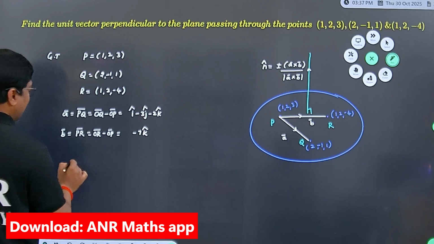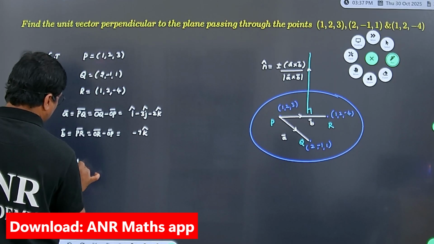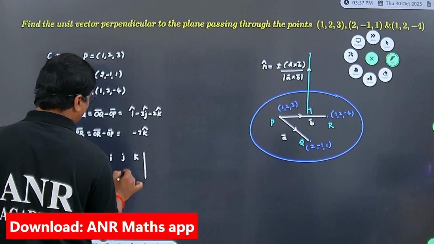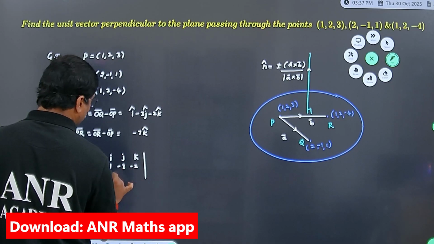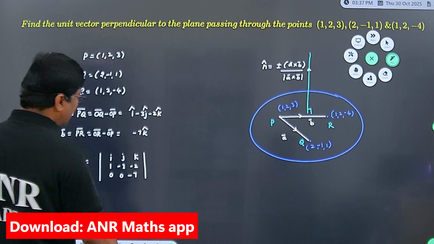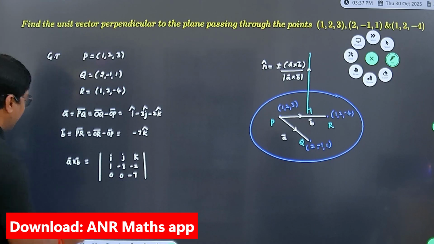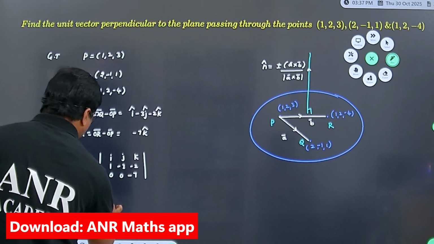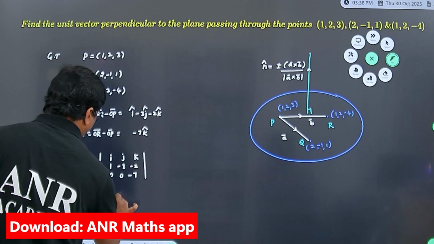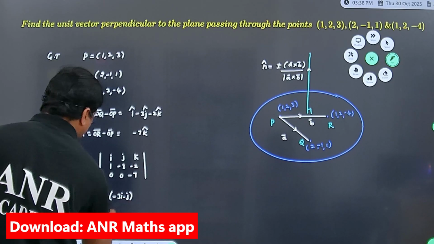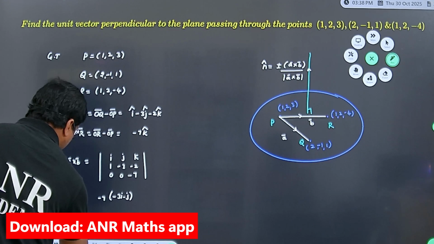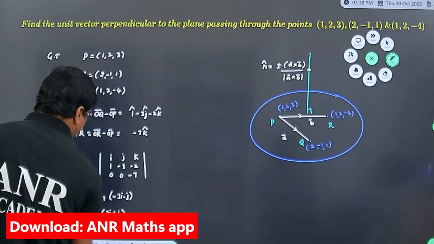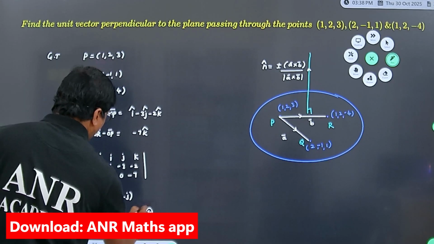Now let us find A cross B first. I am going to find A cross B. Determinant of i, j, k. A bar components 1, minus 3, minus 2. Next vector components 0, 0, minus 7. And from this, A cross B becomes minus 7 multiplied by minus 3i minus j. So that A cross B vector becomes 7 times of 3i plus j. Yes.